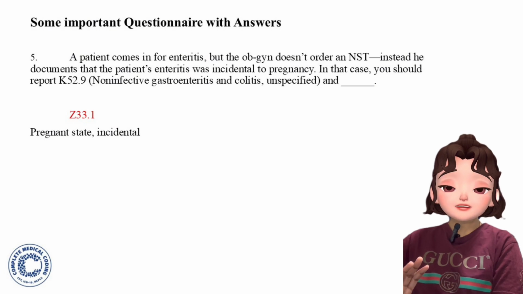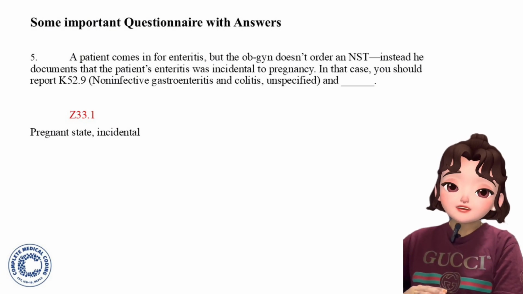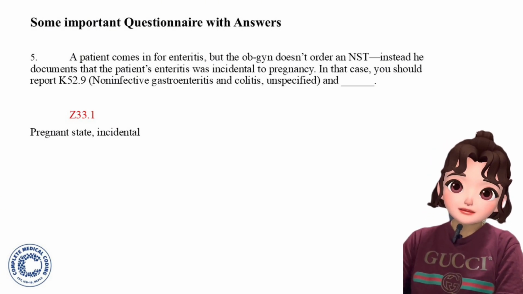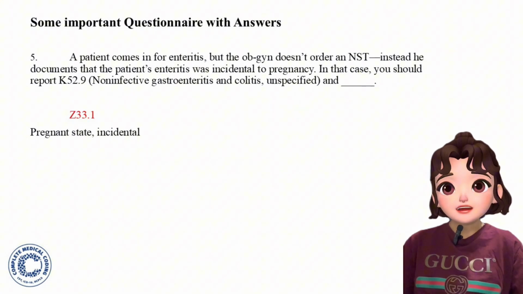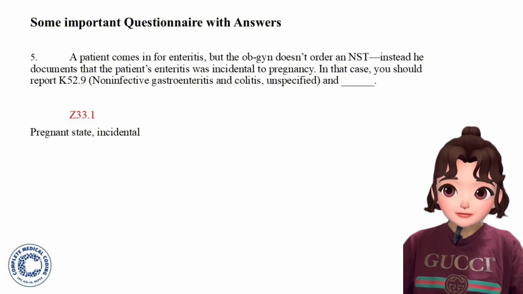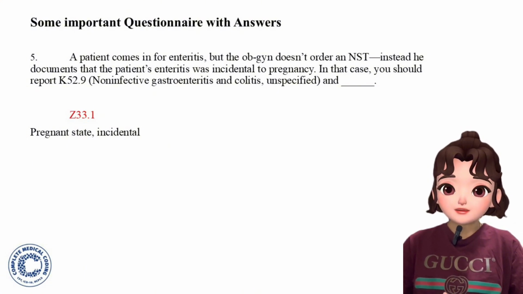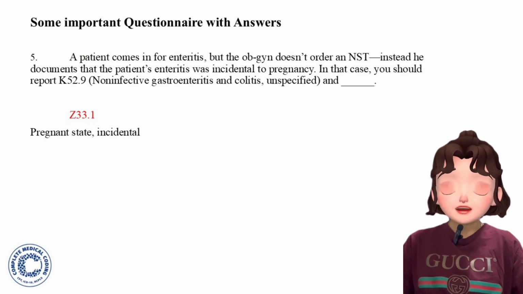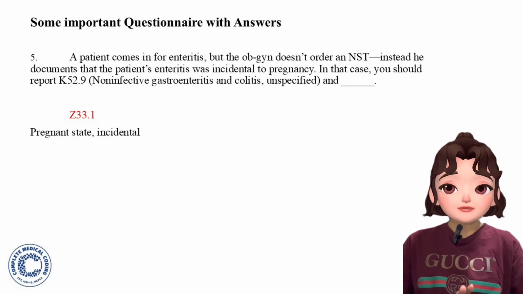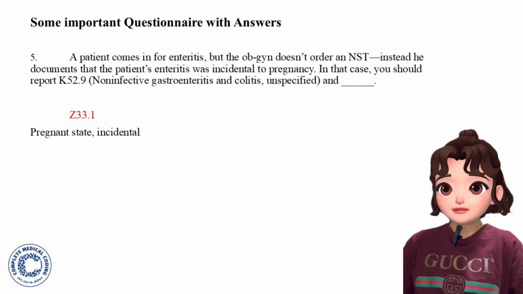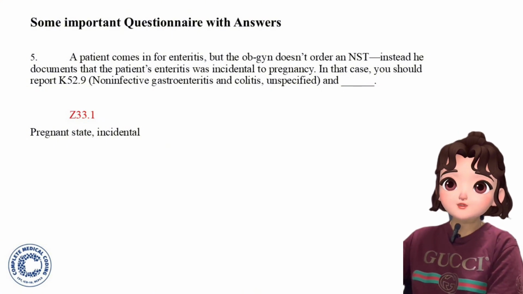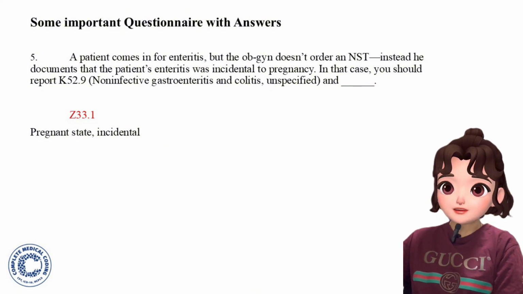So in that case, you have to code K52.9 and Z33.1. Z33.1 is pregnant state incidental. So this is pregnant state, you have to code it, but the patient came in for the enteritis, so that will be the primary, K52.9. Okay, so K52.9 and Z33.1, like that you need to code here.